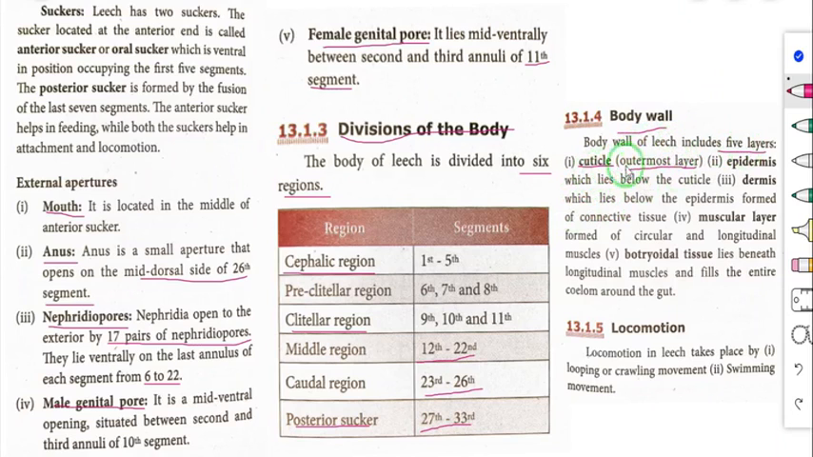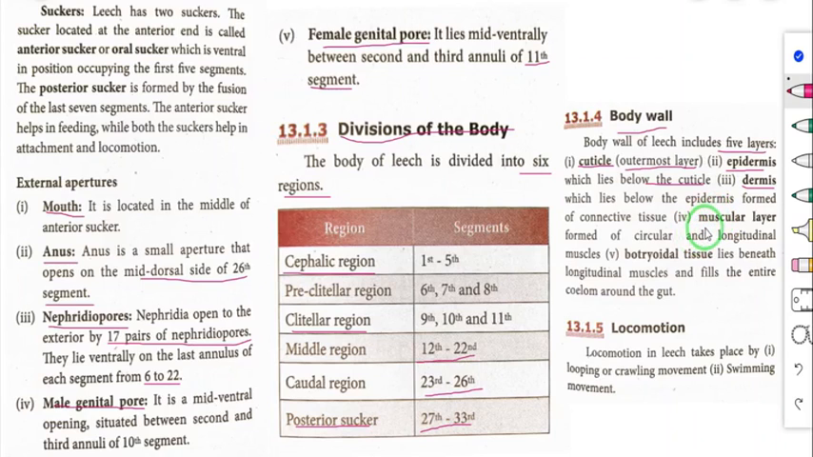The first layer is the cuticle, the outermost layer. The second layer is the epidermis, which lies below the cuticle. Then the third one is dermis, which lies below the epidermis and forms the connective tissue. So first cuticle, below that epidermis, below that dermis.